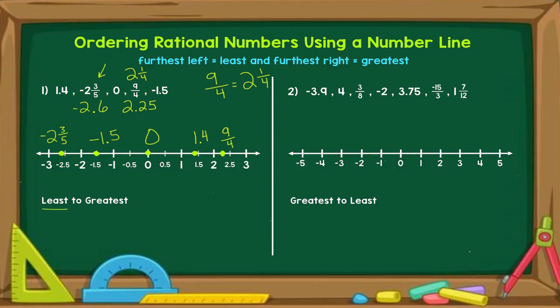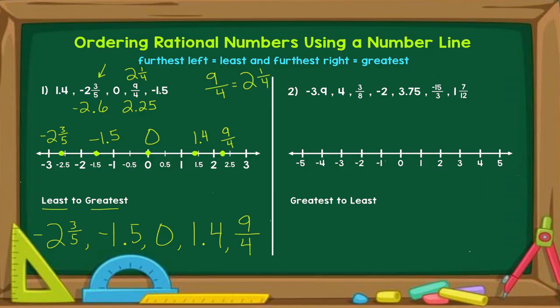Now that everything is on the number line, we can order these from least to greatest. The number furthest to the left on the number line is the least, the lowest in value, and then we can work our way right. So -2 3/5 is the least, then we have -1 5/10, then 0, then 1 4/10, and then the greatest is 9/4. Now, as I wrote those rational numbers in order, I wrote the original form of everything.